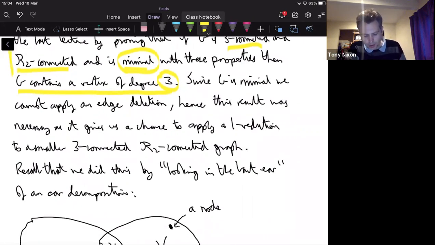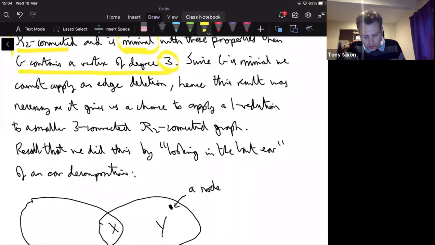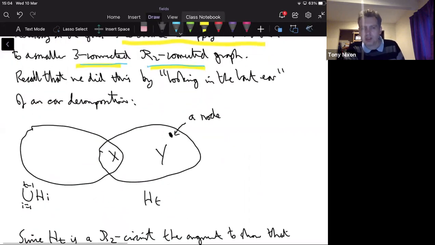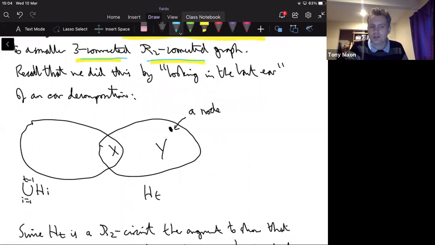Okay. So as I say here, this degree 3 gives us a chance to apply a 1 reduction, and hopefully we can do that to a smaller free connected and R2 connected graph. So just like it was for circuits, there'll be an admissibility step, preserving R2 connectivity, and a feasible step where you want to find an admissible node that also preserves free connectivity as well. And so what we did last time to find the vertex of degree 3 was we used the fact that R2 connected graphs have ear decompositions.